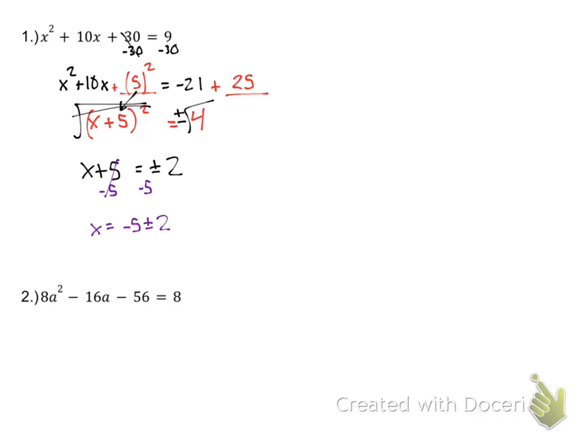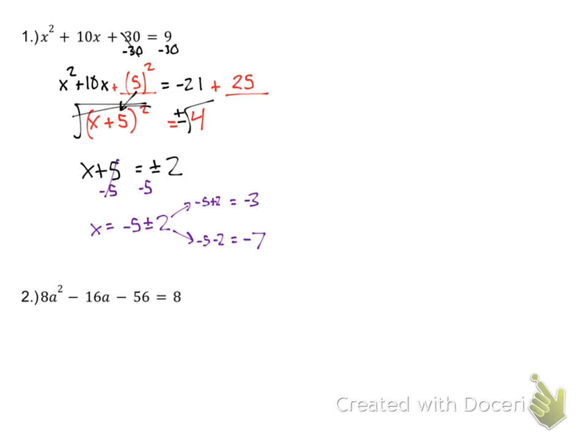Negative 5 and 2 are nice numbers. I think most of us would agree. So therefore, one answer is negative 5 plus 2. The other answer is negative 5 minus 2. And what's negative 5 plus 2? Negative 3. And negative 5 minus 2? Negative 7. We had two answers.